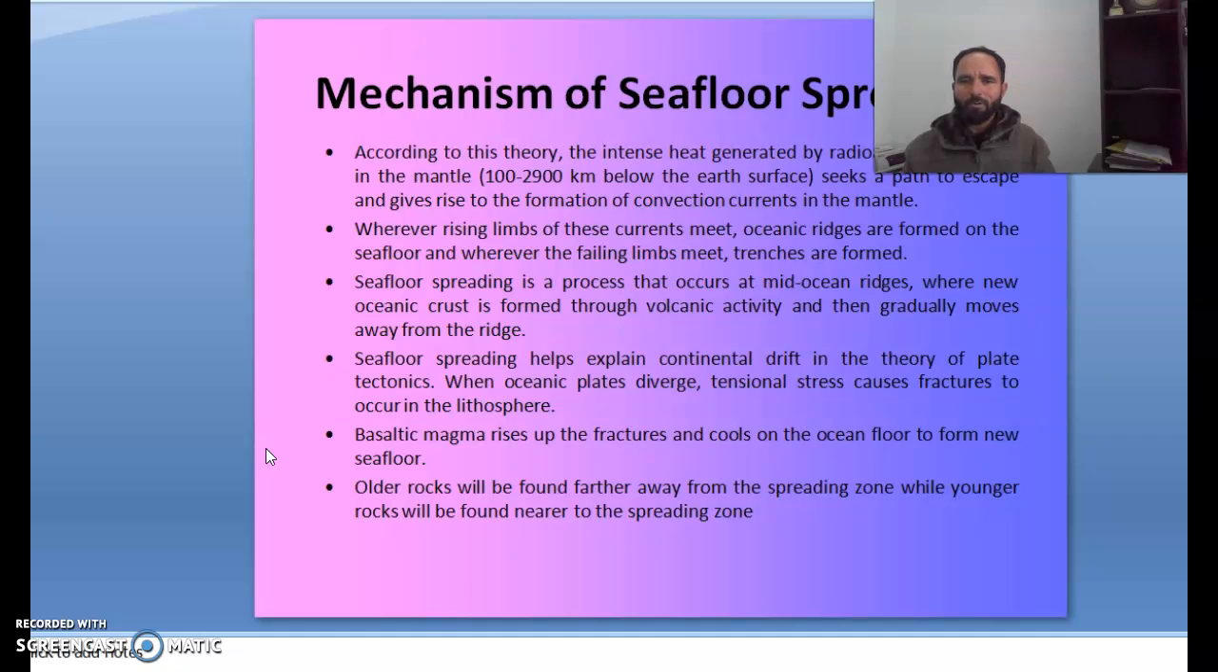Seafloor spreading is the process that occurs in mid-oceanic ridges where new oceanic crust is formed through volcanic activity and then gradually moves away from the ridge. Seafloor spreading helps to explain the continental drift theory of plate tectonics. When the oceanic plates diverge, tensional stress causes fractures to occur in the lithosphere.